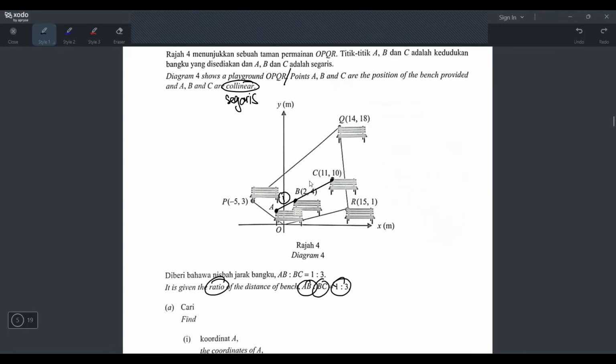And then the BC ratio is 3, so this side is 3, right? It means we can find point A later. But we cannot use the midpoint formula.